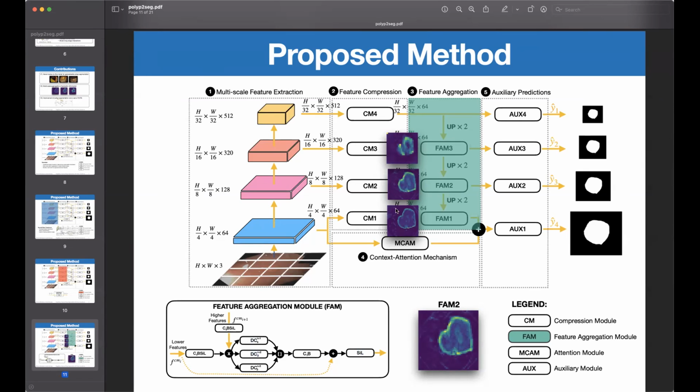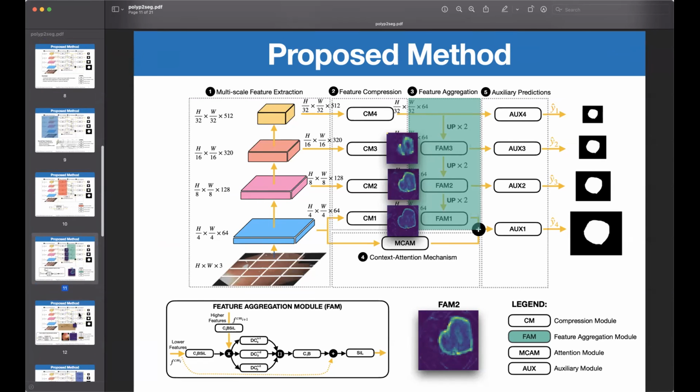And here are some of the trained features. Given an input image, you see here that at this scale, which is the lowest resolution scale, this FAM3, which stands for Feature Aggregation Module at stage 3, we already see some part of this polyp. And as we go through the higher layers, we then see more of the structure, more fine details about the structure of our polyps.